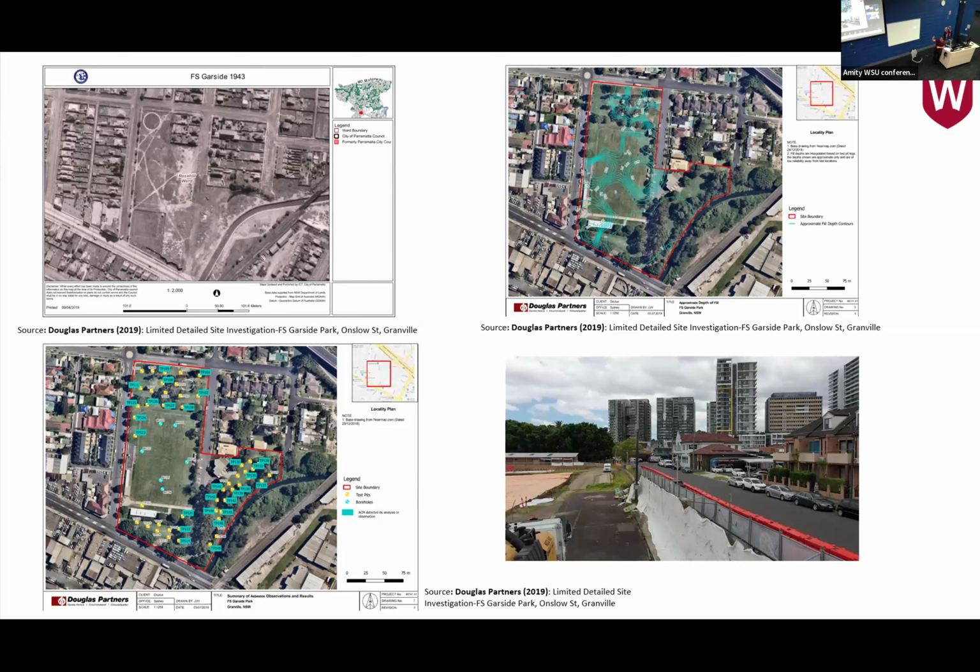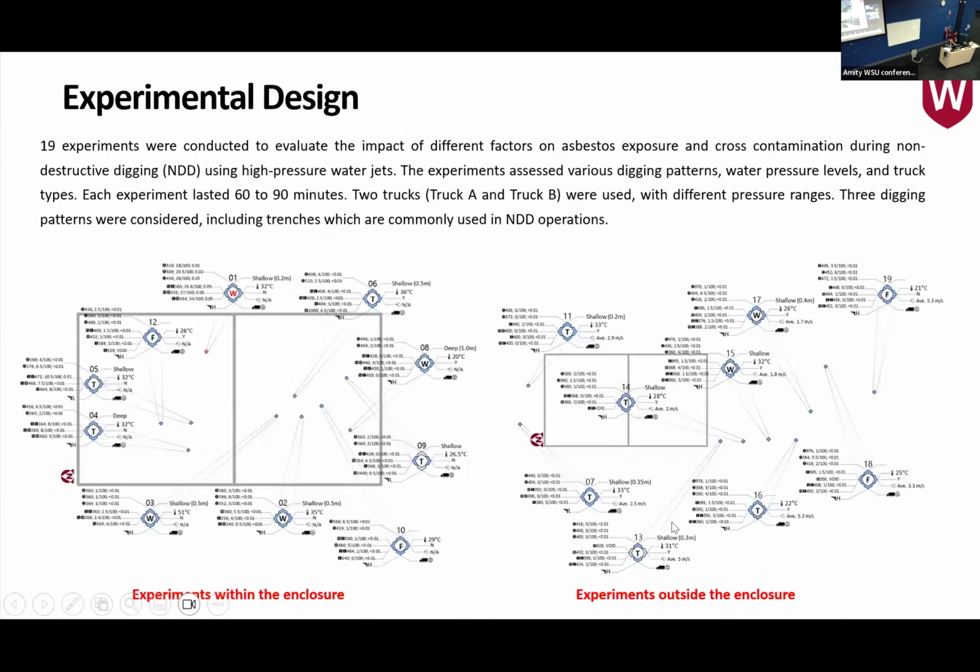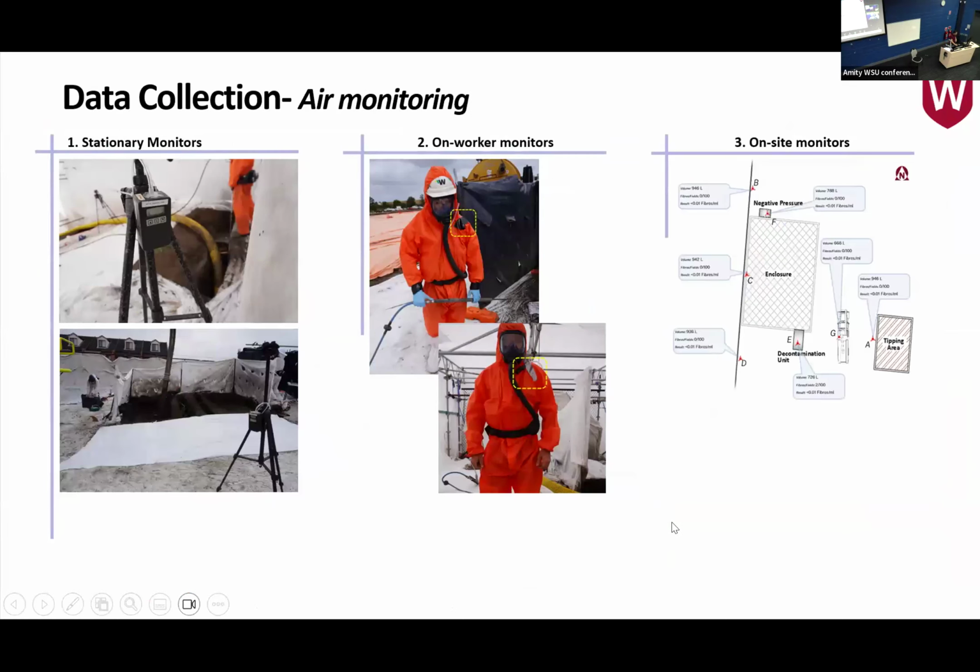But the whole remediation work cost the City of Parramatta around 6 million, if I'm not mistaken. Normal excavation would have cost them like $600,000, $700,000. You can guess when asbestos is present, how expensive the work would be. So moving to our sensor part, and I'm aware of time as well, we've collected data.